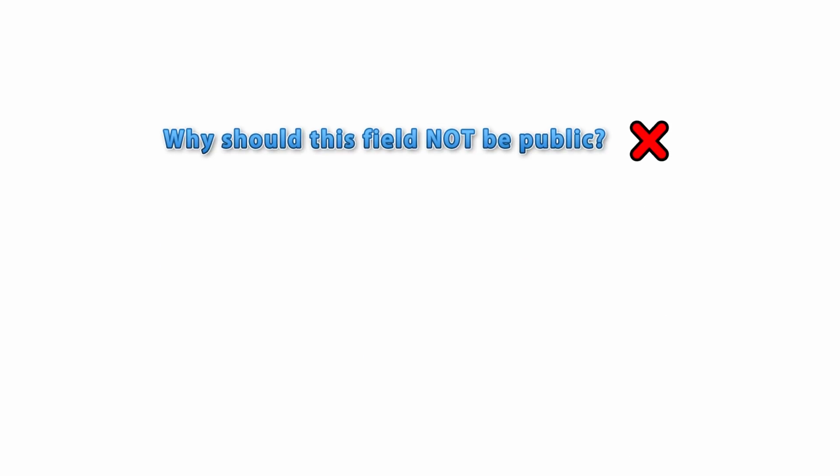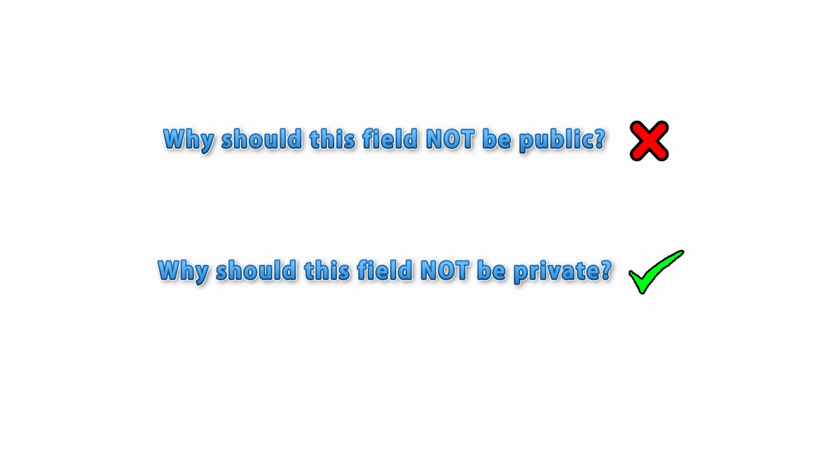Sometimes I see people say something like, well, why don't I just make every single field public? But that is really the opposite of what you should always be thinking. You should always make your fields private by default and only make them public if you have a very good reason why it needs to be public. So the question should be, why should this not be private? As your code becomes bigger and more complex, keeping this simple rule in mind will help you immensely.